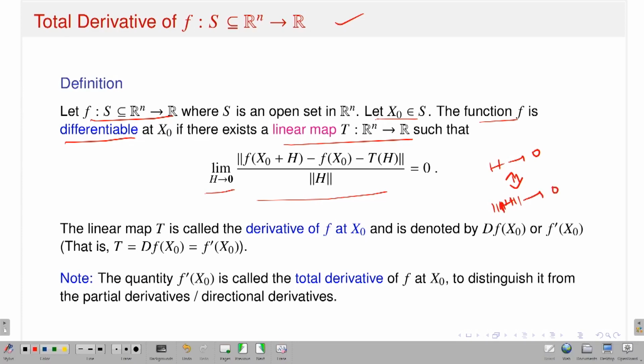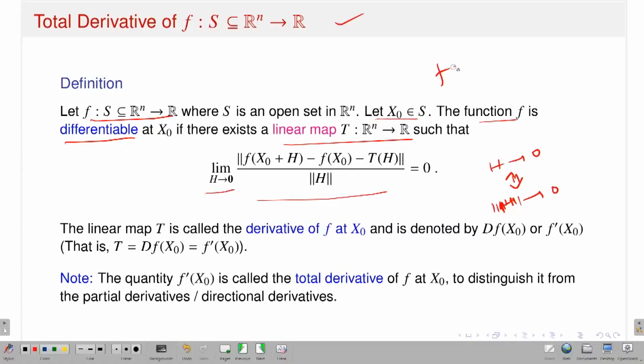So if there exists a linear transformation T from Rn to R such that the limit as h approaches 0 of f of x naught plus h minus f of x naught minus T acting on h, divided by norm h, goes to 0. Now you can say, okay sir, the range of f is in R, so norm should be replaced by mod. Okay, that's fine, you can replace it by mod.